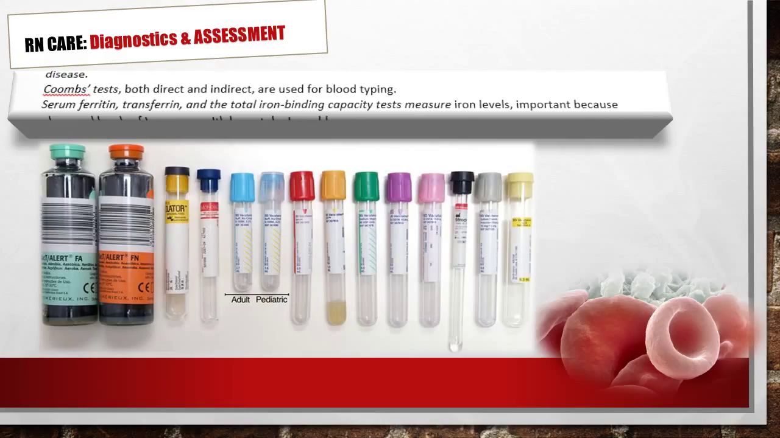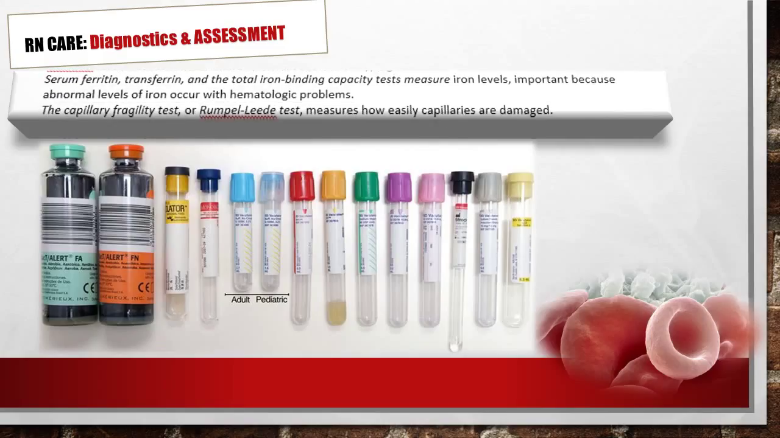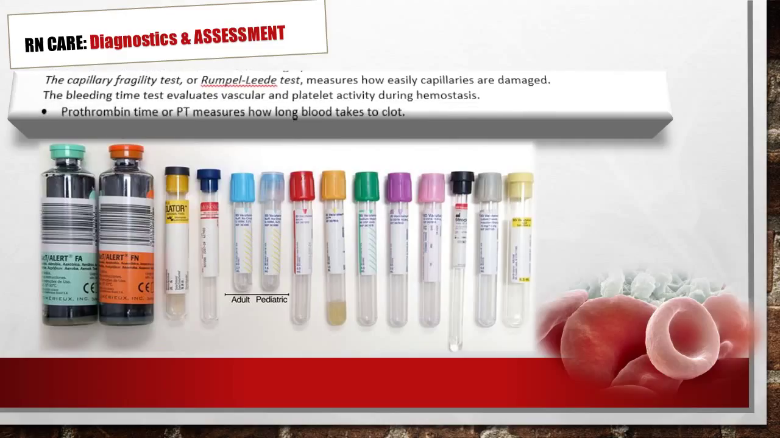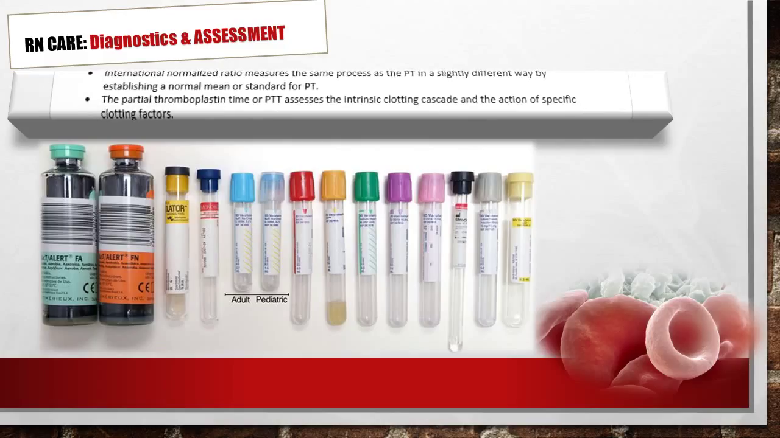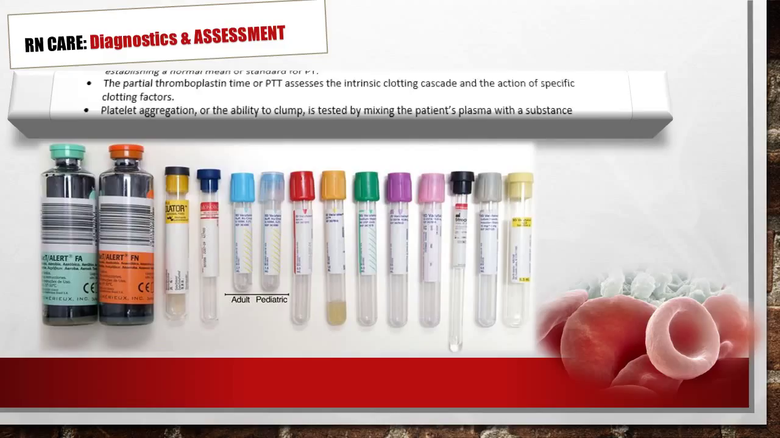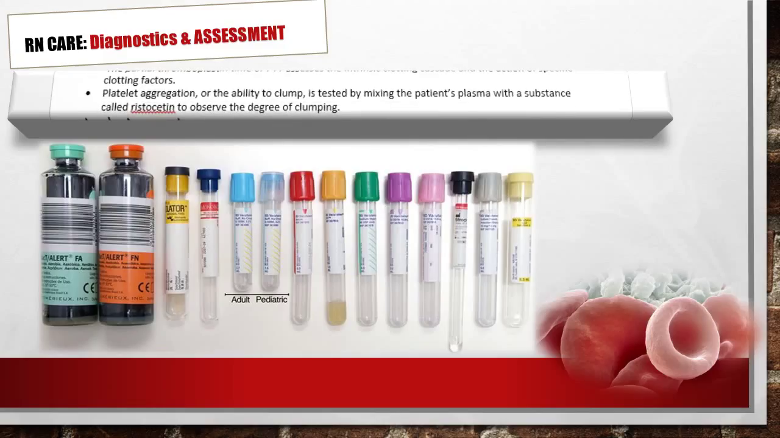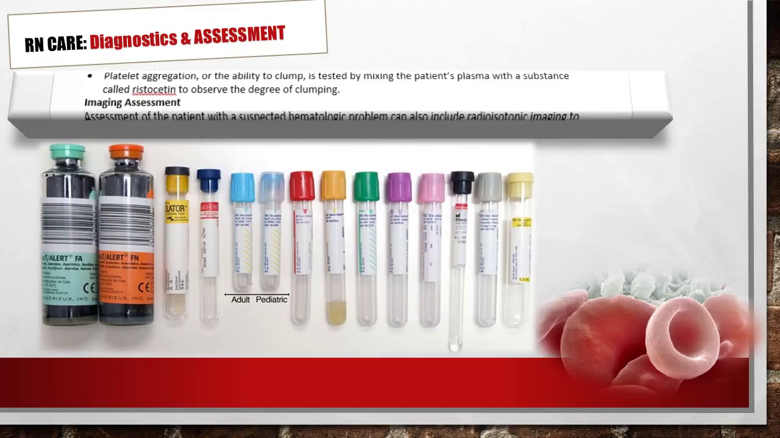A Coombs test, both direct and indirect, is used for blood typing. You can also have the patient have drawn a serum ferritin level, a transferrin, and a total iron binding capacity, TIBC. This is important because it shows abnormal levels of iron and where the hematologic iron-related problems are coming from. The capillary fragility test measures how easily capillaries are damaged. I also want to talk about the bleeding times and the PTT. You're familiar with that. Platelet aggregation, or the ability to clump, is tested by mixing the patient's plasma with a substance called ristocetin to observe the degree of clumping.